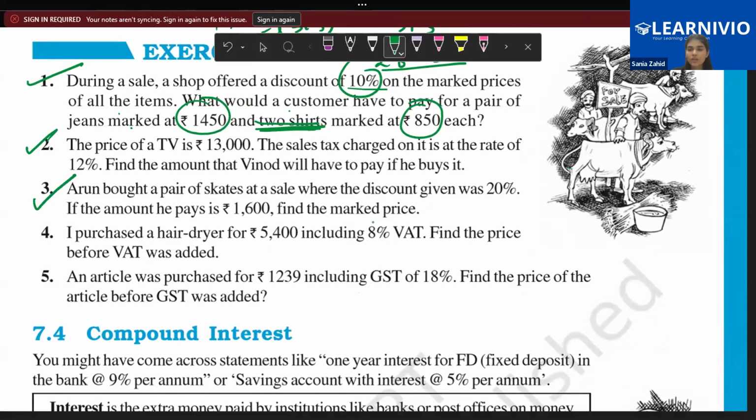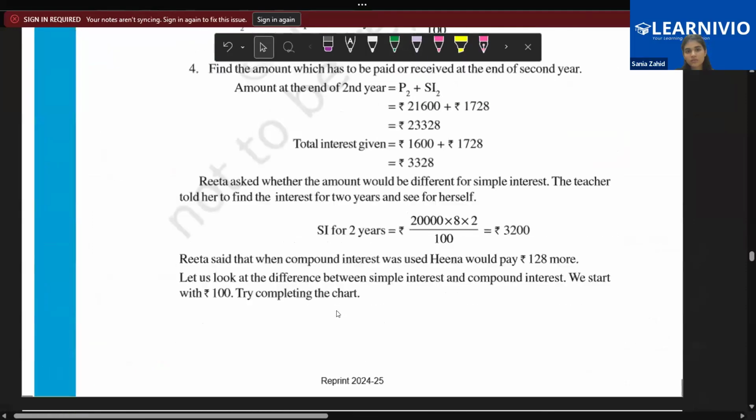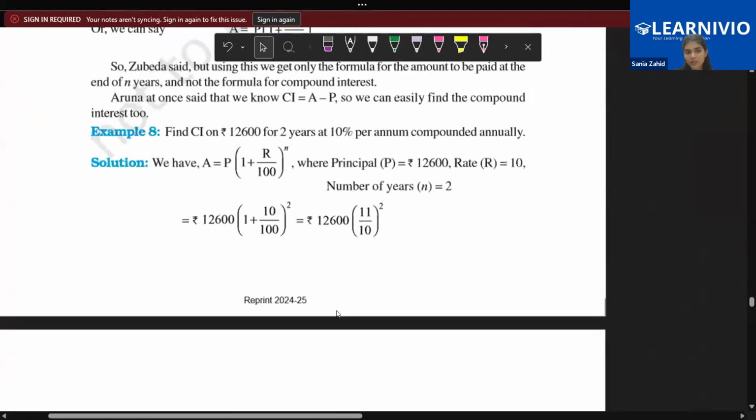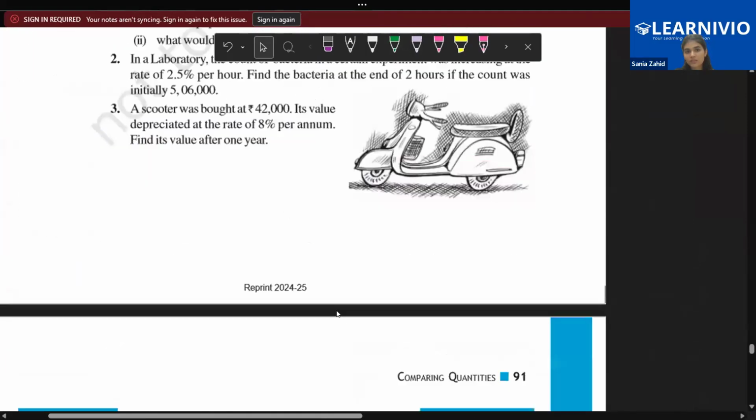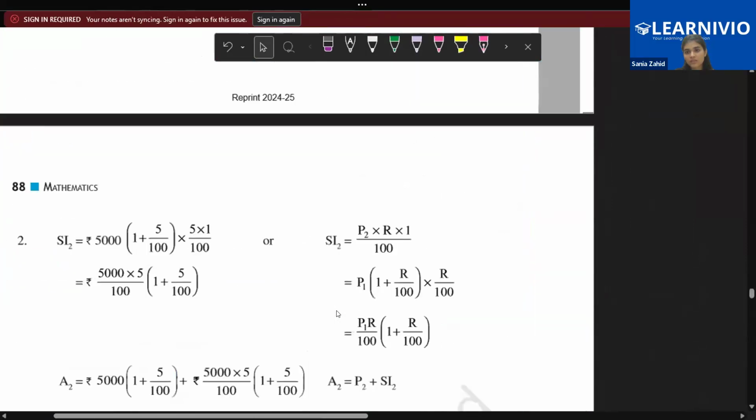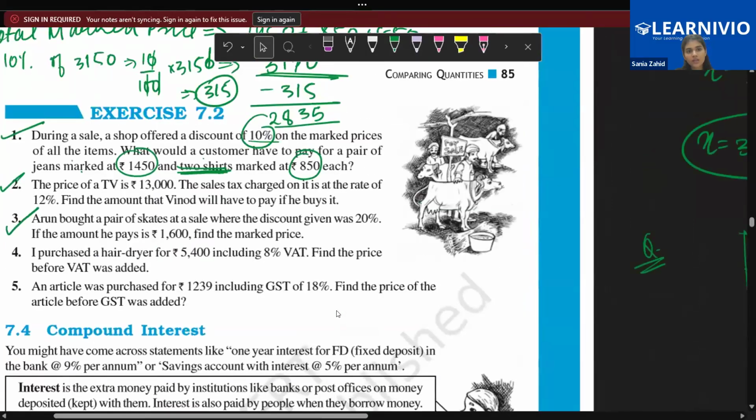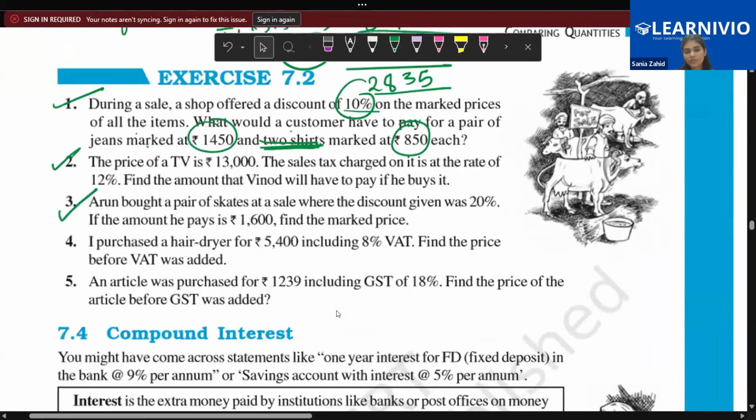Duha, is compound interest there in your syllabus? What, ma'am? Is compound interest there in your syllabus? Yes, ma'am. Okay. Just quickly do second and third one.